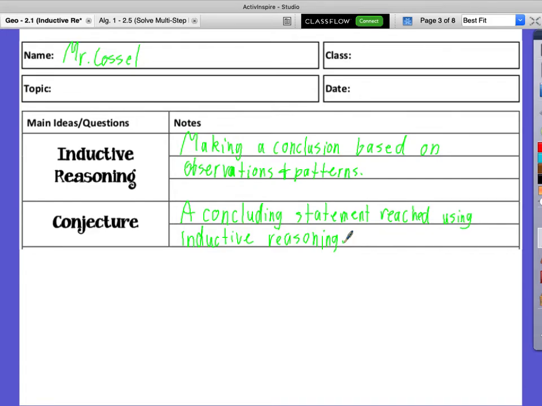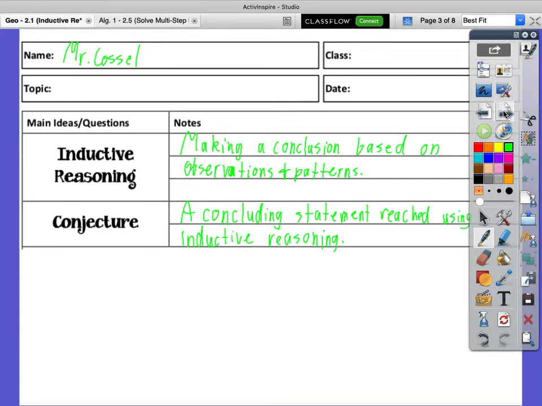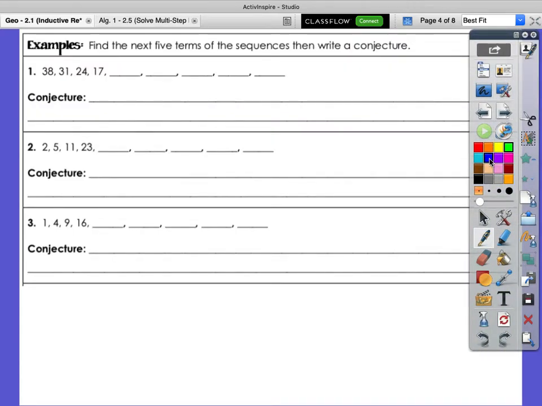Or, for example, the stripes on the flag. We say it goes red, white, red, white, red, white. What's going to come next? Red. We're using the pattern and observation that we see to say, hey, this is what I think is going to come next. Or like in our notes, last chapter we had section 1.1, then 1.2, 1.3. Our observation and pattern tells us that our conjecture should be that 1.4 is next, then 1.5. We're going to go in order. Hopefully that makes a little more sense that way. We're going to go through some examples of this, and I think this will help.